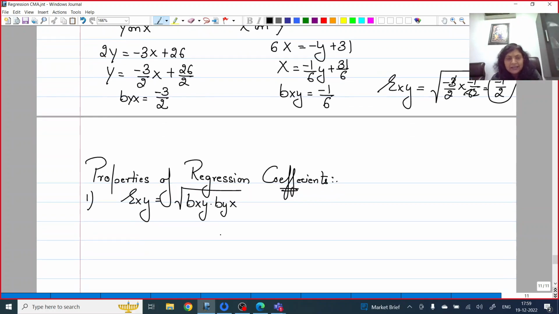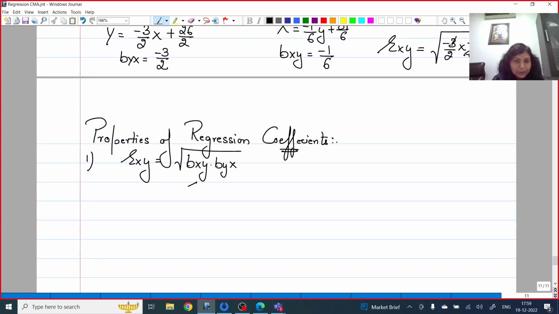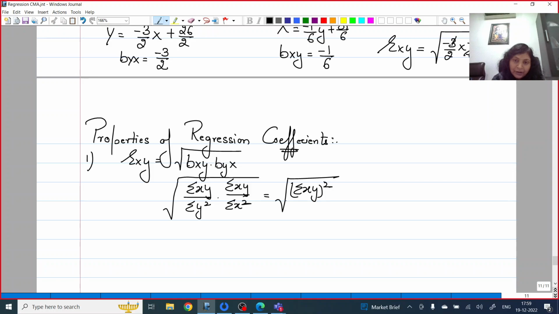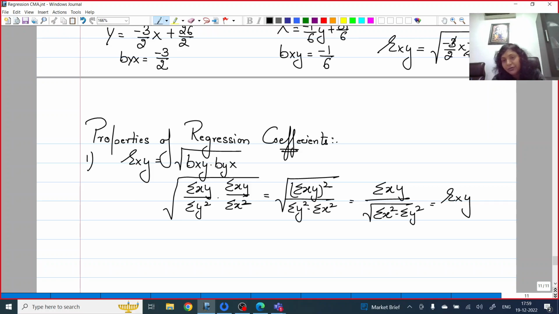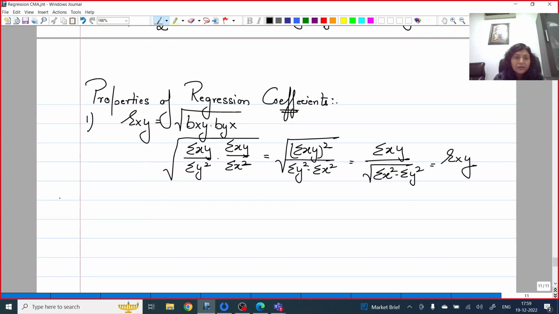If we take an example like the actual mean method, bxy is summation xy upon summation y square. Byx is summation xy upon summation x square. If we take the square root of this, it becomes summation xy whole square upon summation y square into summation x square. So this becomes summation xy upon square root of summation x square into summation y square, which is equal to the coefficient of correlation. So the first property is that the coefficient of correlation is the geometric mean of regression coefficients.